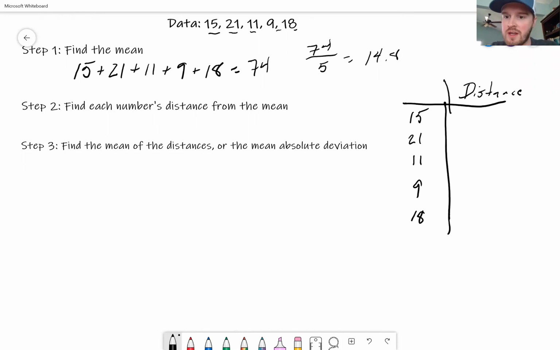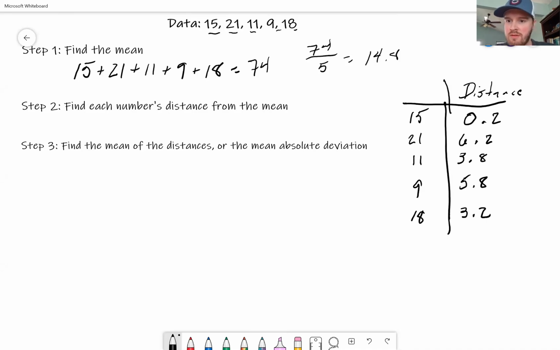So if I subtract 15 and 14.8, it gives me 0.2, 2/10. If I do 21 and 14.8, that difference is 6.2. For 11, it's 3.8. For 9, it is 5.8. And for 18, it is 3.2.